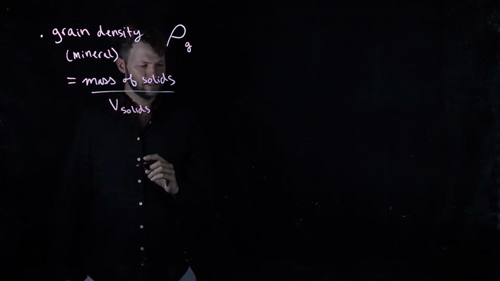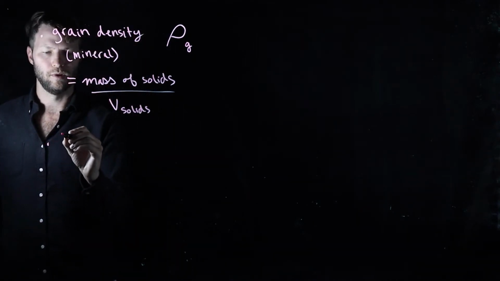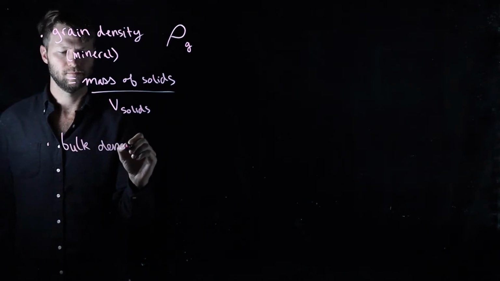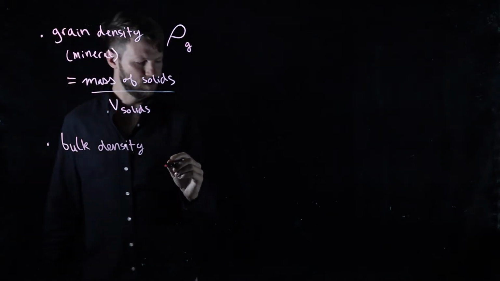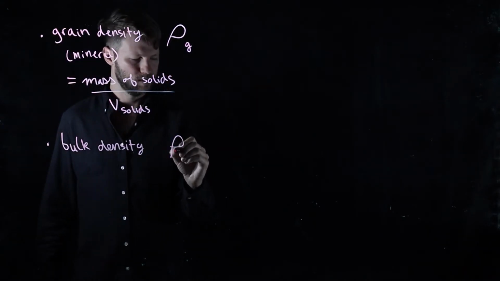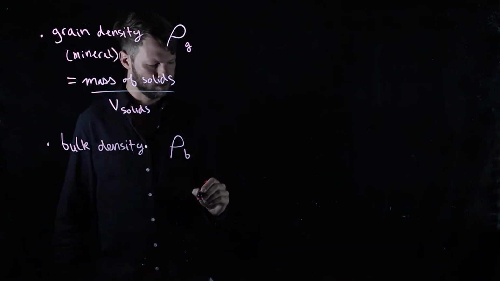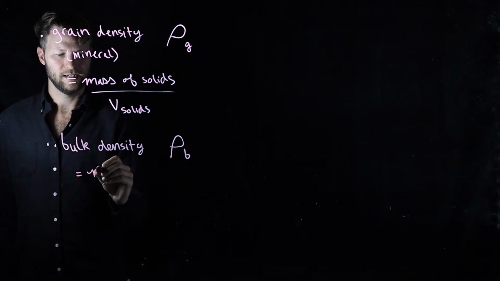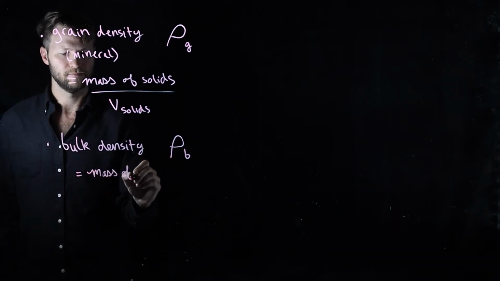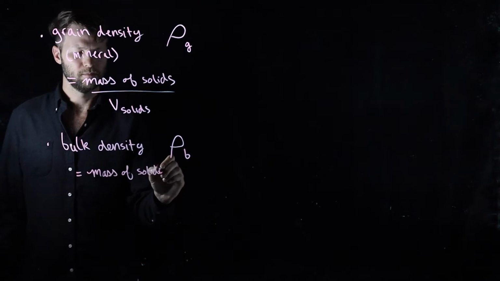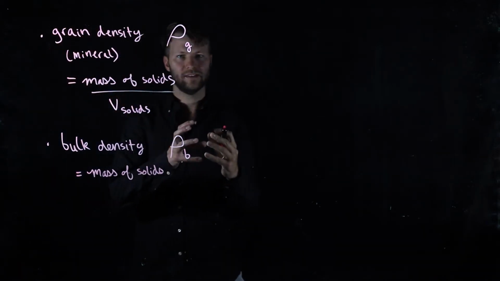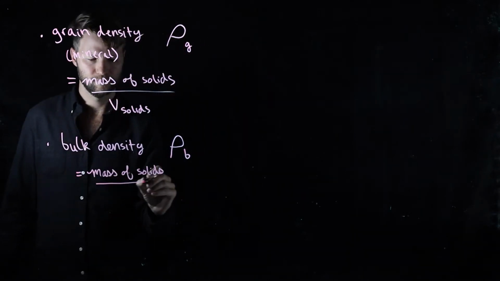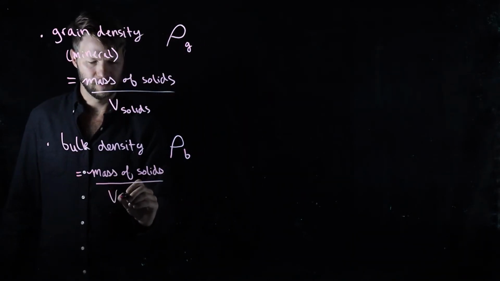In contrast to the grain density, we can also talk about the bulk density. Which is usually described as rho sub B for bulk. And here, we're going to take the mass of the solids, but instead of dividing it just by the volume of the solids in a sample, we're going to divide it by the entire sample volume. So V total.